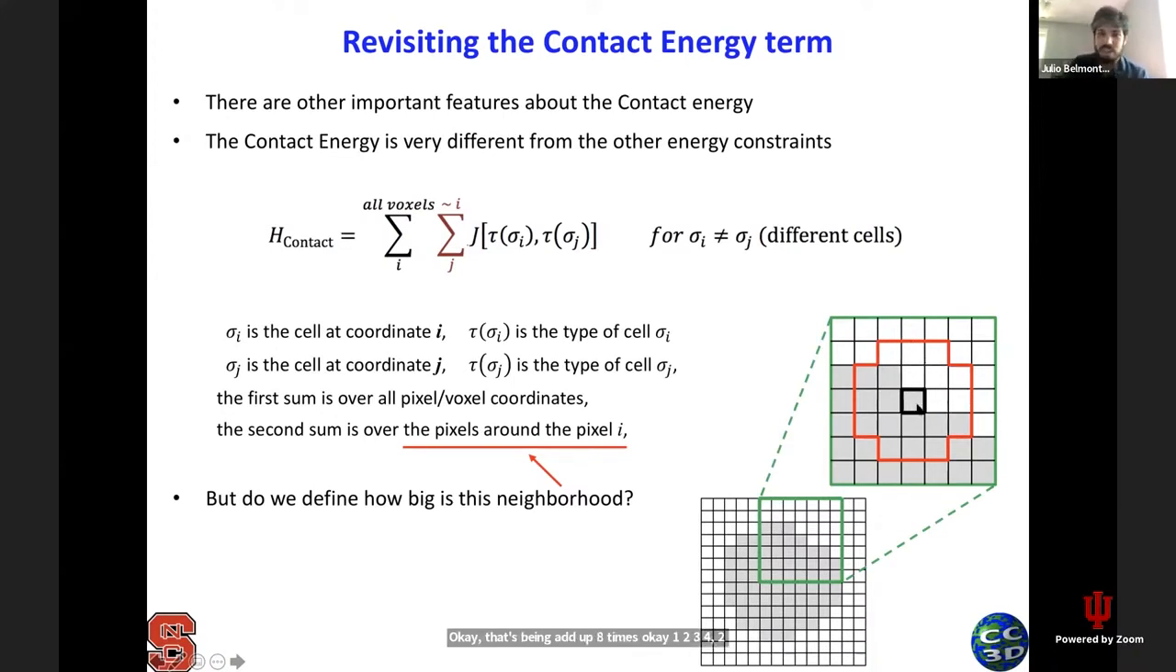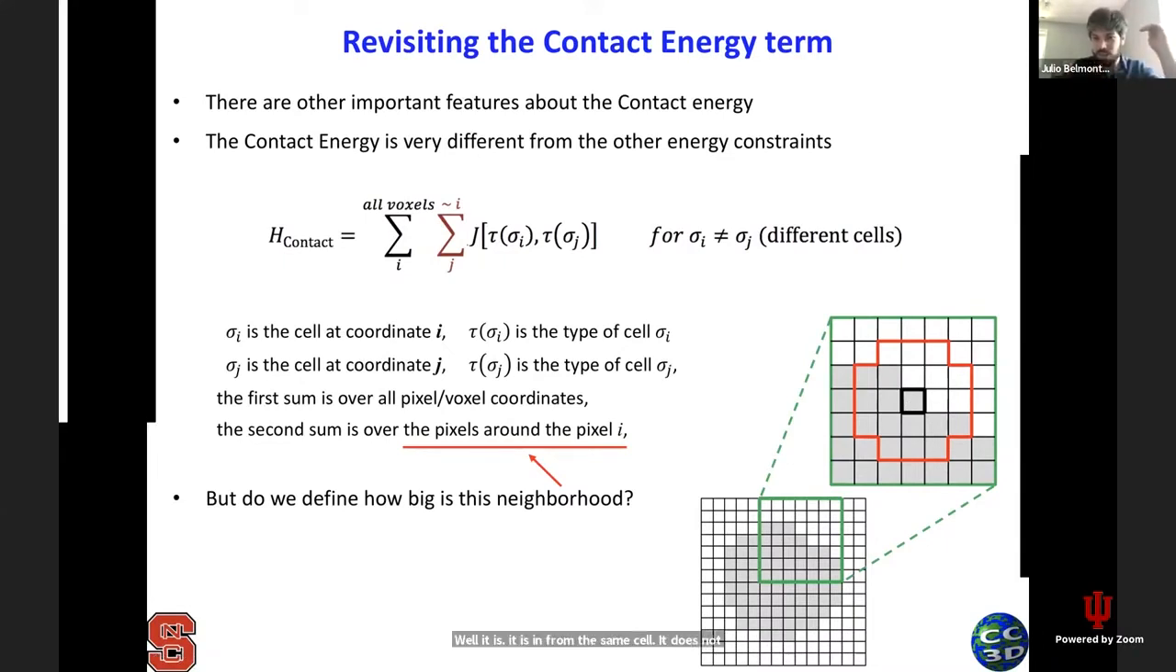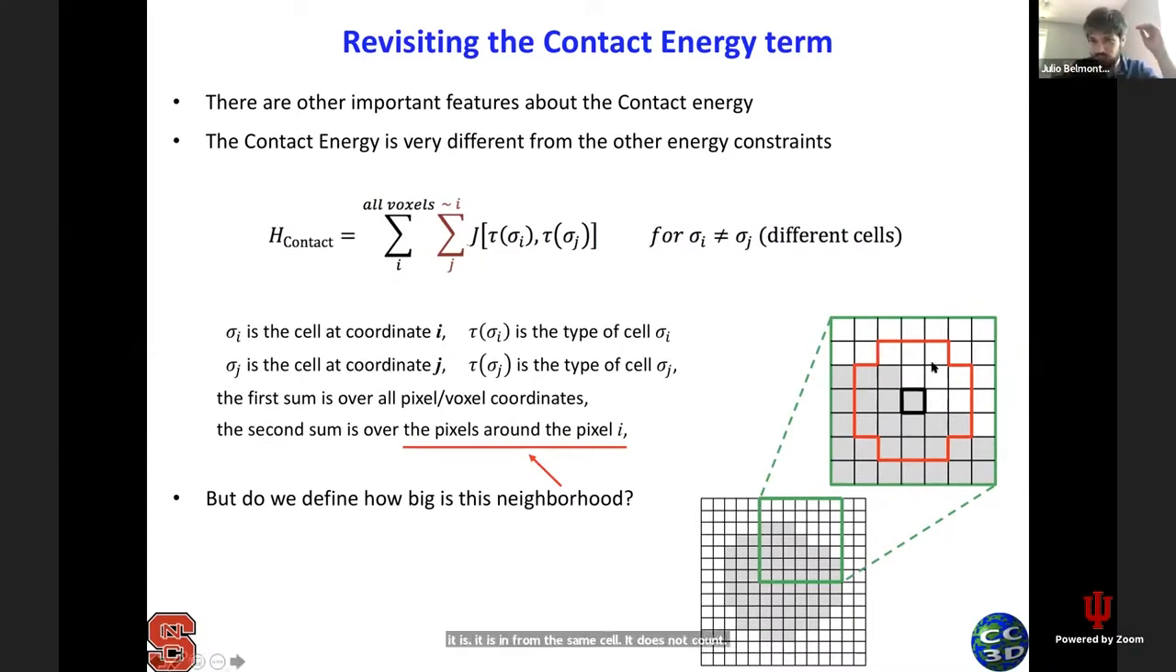But the contact energy between the gray cells and the gray cells, in this case, even if it is from the same cell, it does not count. But if you have another gray cell around it, then you'll be counting those other ones as well.